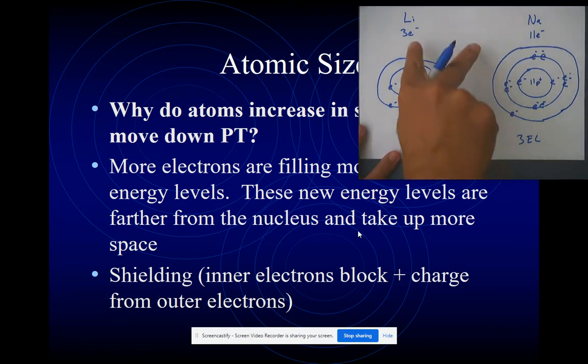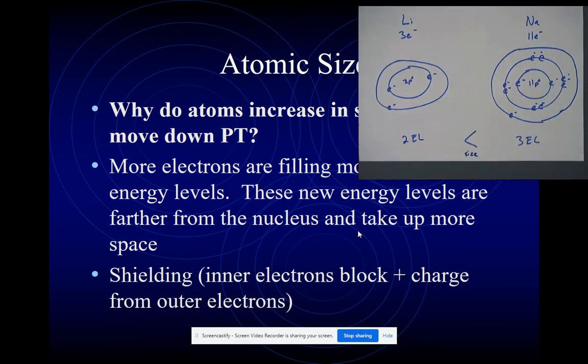So as you go down the periodic table, we have this effect. The shielding comes from this little phenomenon. The positive charge is the nucleus right here, and these electrons are attracted to the positive nucleus. Well, this electron kind of gets blocked a little bit from the electrons that are spinning in the first and second energy level, so it's not quite as attracted.